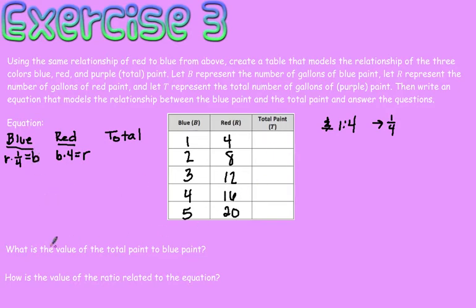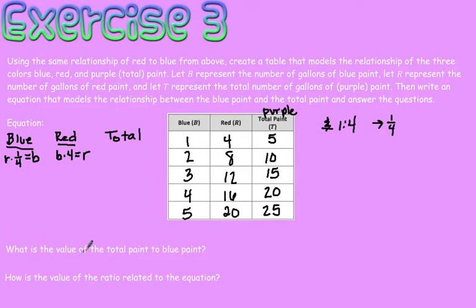So now I want to look at the total amount of paint, or I can also say my purple paint. In this case, I have 1 gallon of blue and 1 gallon of red, so that's 5 total gallons. 2 of blue and 8 of red gives me 10 total gallons. 3 and 12 gives me 15. 4 and 16 gives me 20. And 5 and 20 gives me 25.